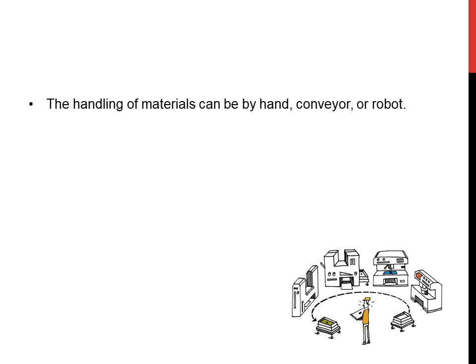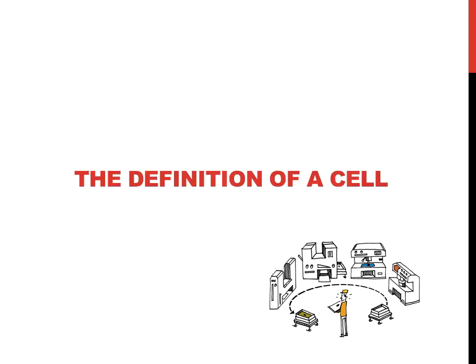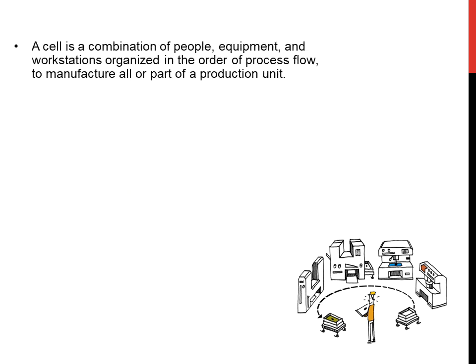The handling of materials can be by hand, conveyor or robot. A cell supervisory computer must be used to control movement between equipment pieces and the conveyor when robots or conveyors are used. A cell is a combination of people, equipment, and workstations organized in the order of process flow to manufacture all or parts of a production unit.